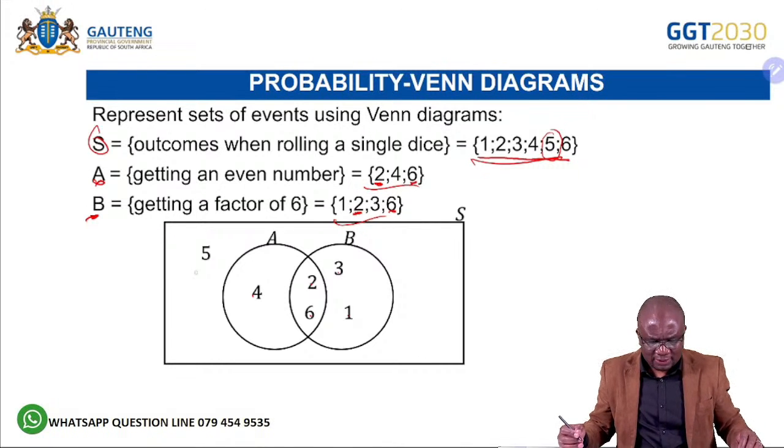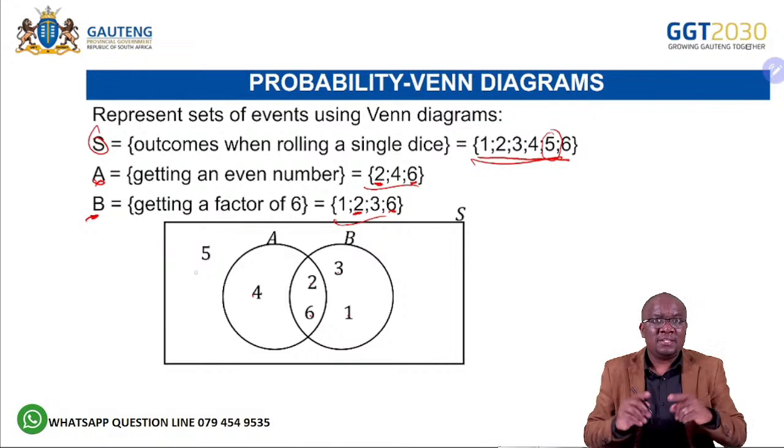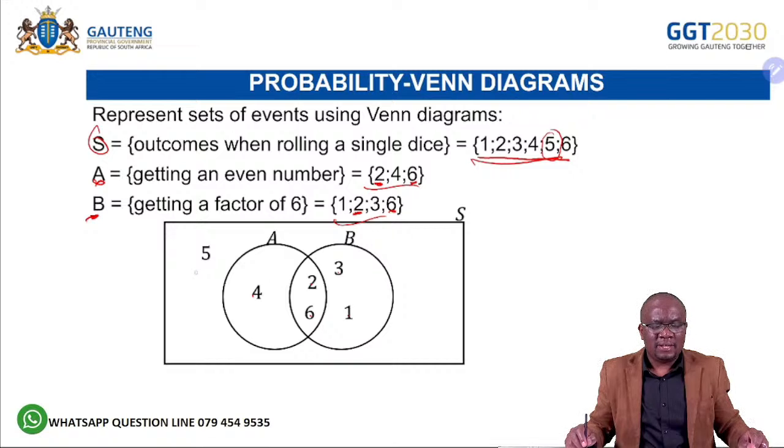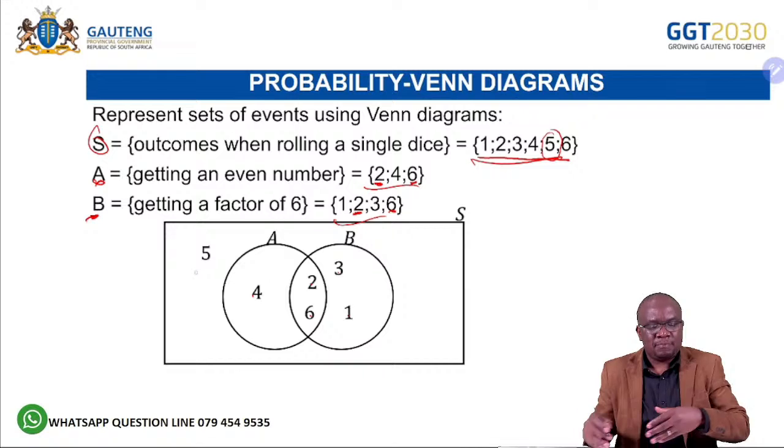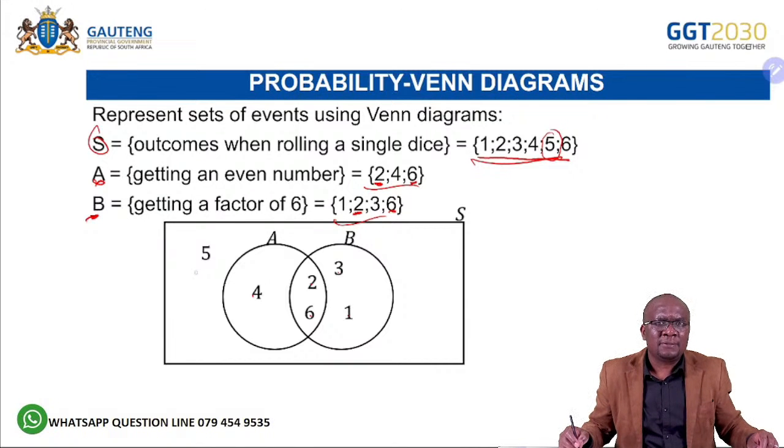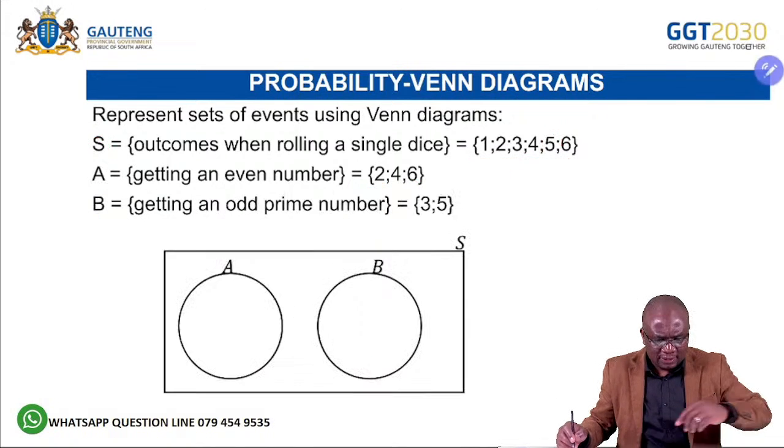Make sure that everything in the sample space is in the rectangle. Everything in the sample space must be in the rectangle. It can be outside of the events, but it must be in the rectangle.